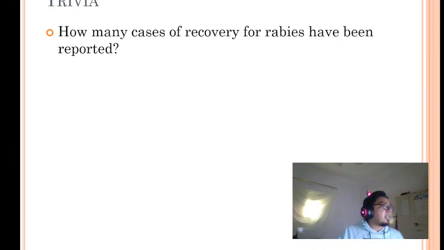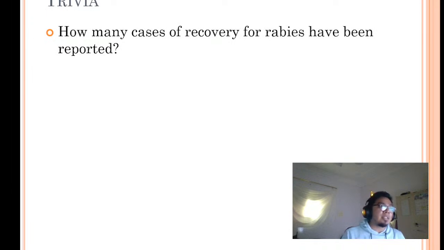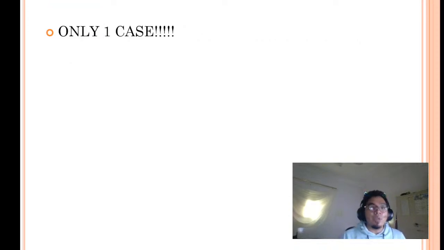Trivia: how many cases of rabies recovery have been reported? Only one case of a patient who has recovered from rabies. Yesterday, whilst I was reading this, I looked at the cases on the internet, anything where I could get any information about a patient who recovered from rabies, and there was only one case, and it was actually in Japan.